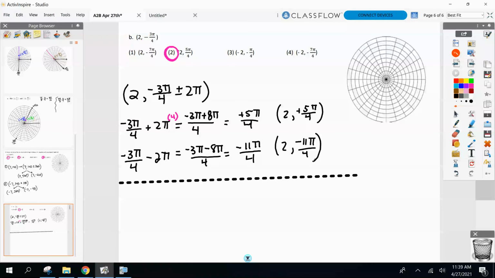Okay, now that's what happens if I wanted to keep my R value the same. What if you wanted to change the sign on the R value now? Now I want to make it negative 2. When it's in degrees, I would add or subtract 180. We haven't talked about this. Anybody remember what 180 is equivalent to in radians? Just pi, correct. 180 is the same as pi in radians. That's it. Good work.